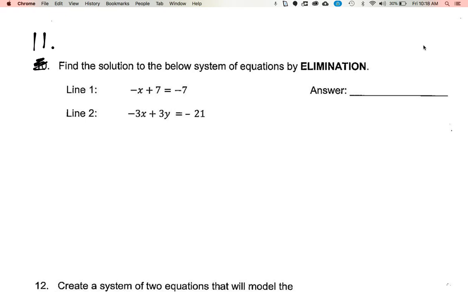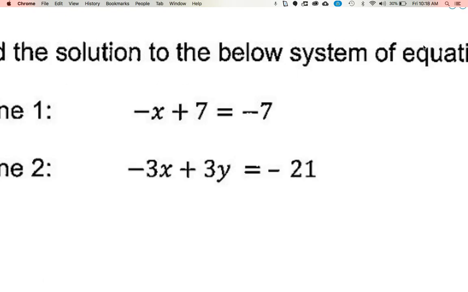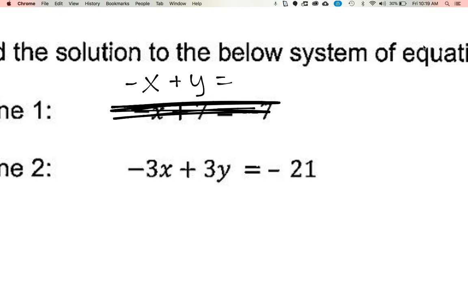First off, it should be number 11, not number 10. In this equation, actually, Paul pointed this out to me yesterday. So this should be negative x plus y equals negative 7. That's what I just rewrote. That's what it should be. Yeah. Good.